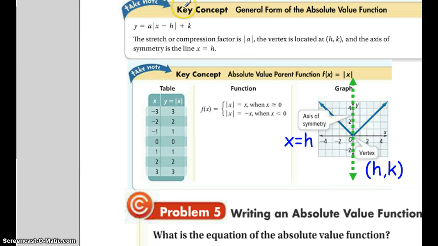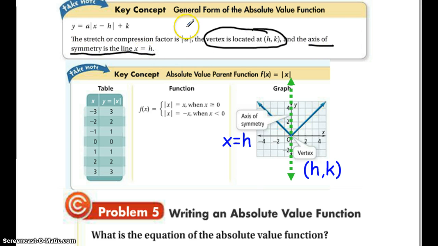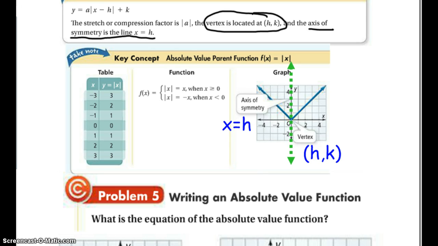Again, a little bit more recap. Let's try this again. h, k is going to be your vertex. And your axis of symmetry is going to be your line x equals the value of h. Now, vertex we probably understand. Axis of symmetry, we might need a little bit more of an idea of what that looks like.